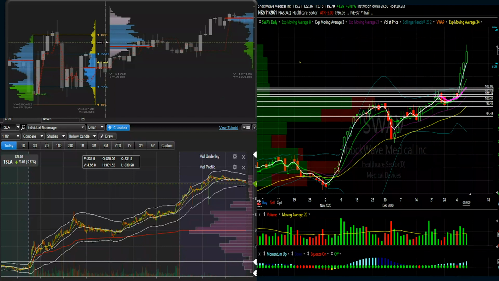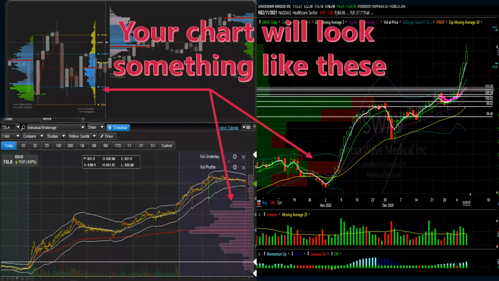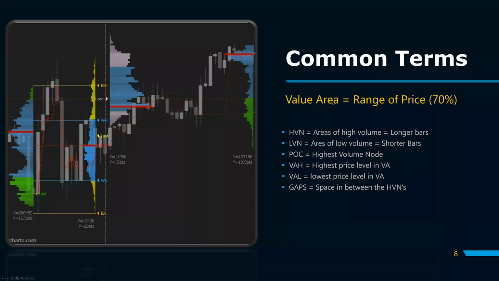All right. So now if your chart looks like this, these are your VP levels. Okay. Now let's go through just some common terms.